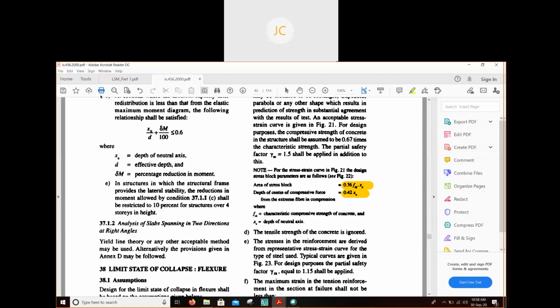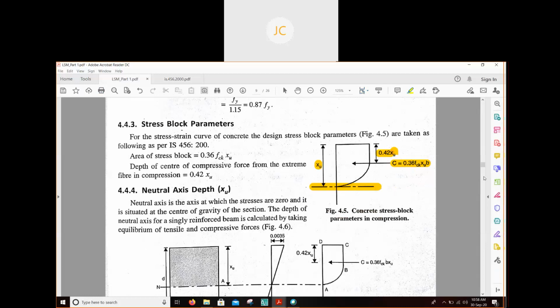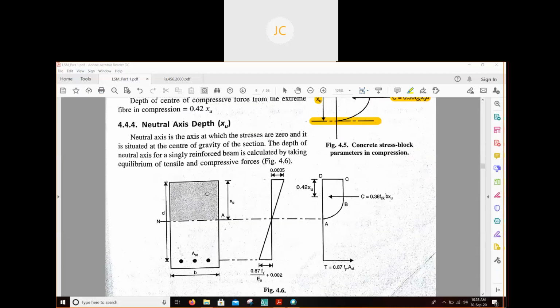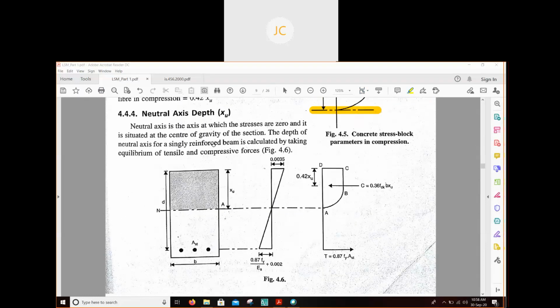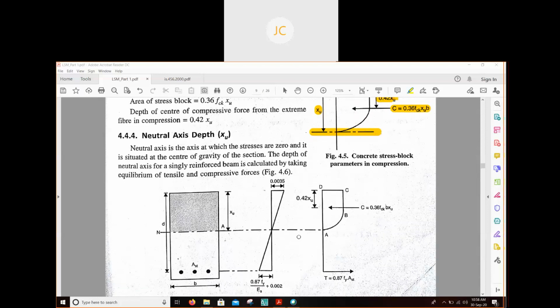So all of you have got this. Let us move to the next part. Next, how to find out the depth of neutral axis. Our aim will be to find out the depth of neutral axis. In this limit state method, the formula will be different, and the formula is directly given in IS 456. No need to remember that also.